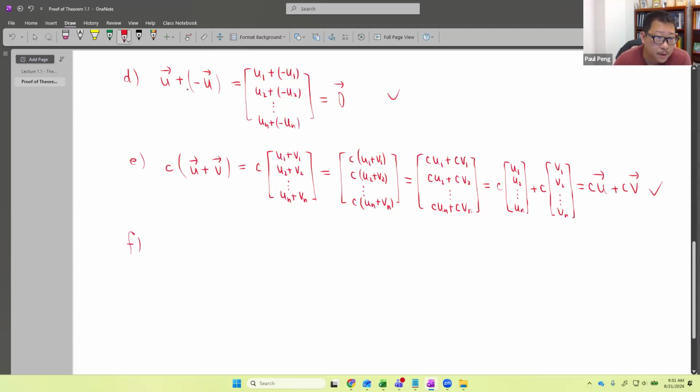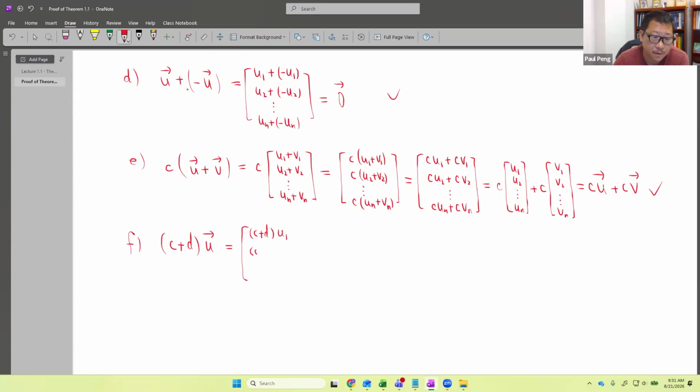And another distributive property, F. We distribute two scalar numbers, let's call them C and D. Probably you can call this the right distribution. And then what do we get? By definition of scalar multiplication, that's C plus D times u1, C plus D times u2, C plus D times un. See, they are the same. All of C, D, u1 are numbers, so we can distribute it. So every distributive property, we do have this.